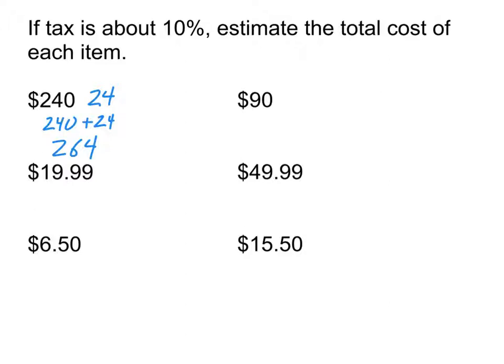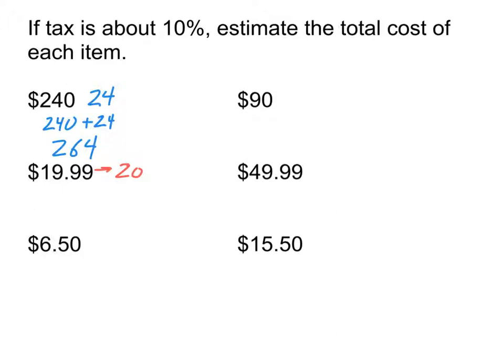Now for this next one, we're looking at 19.99. Well, technically 10% of that would be 1.999, but that's kind of ugly to work with. I don't want to have to mess around with that. And I actually have an escape here where I don't have to do that, because notice it says estimate. So 20. The first thing I'm going to do is call this 20.